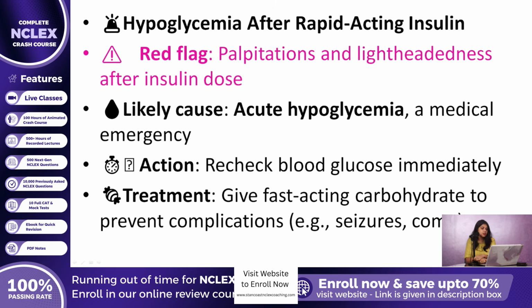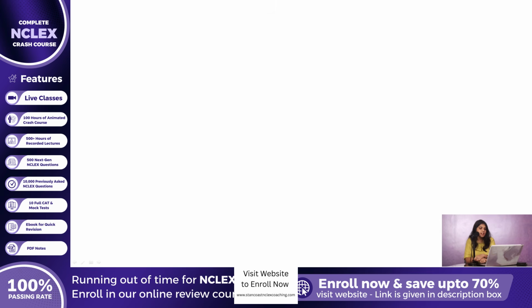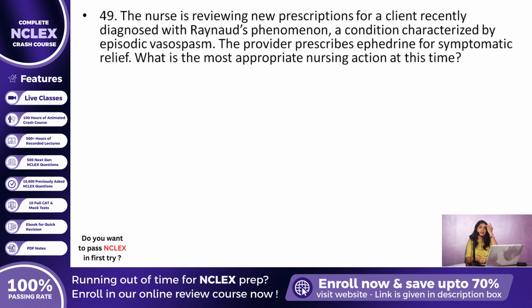Now let us continue with question number 49, which challenges the nurse's pharmacology and advocacy skills. The nurse is reviewing new prescriptions for a client recently diagnosed with Raynaud's phenomenon, a condition characterized by episodic vasospasm. The provider prescribes ephedrine for symptomatic relief. What is the most appropriate nursing action at this time?